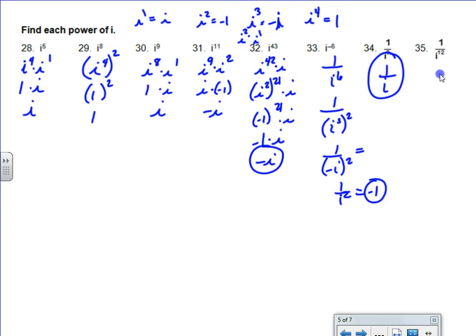And then i to the 12th power. Let's see. Whoops, that's a 1 over. i to the 12th is like saying i squared to the 6th power. Well, i squared is just a -1. So if I take a -1 and raise it to an even exponent, that's going to create a positive 1, and 1 over 1 is 1.